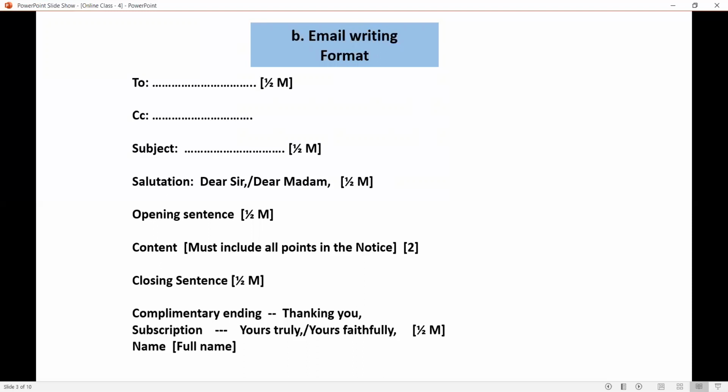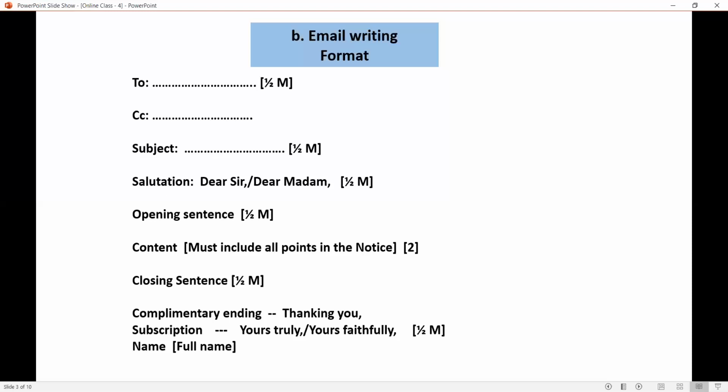Now let us move to the body of the email. First is opening sentence. That is, you write the purpose of writing this email. It carries half mark. Then the content part, you must write all the details that you have written in the notice. That is, starting from the creative title, name of the event, then date, venue, target audience, everything you must write in a paragraph form. It carries 2 marks.